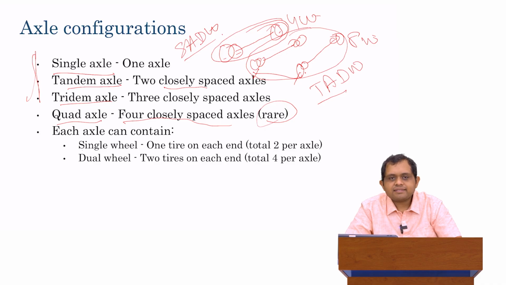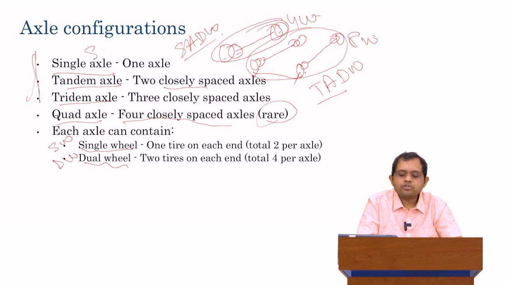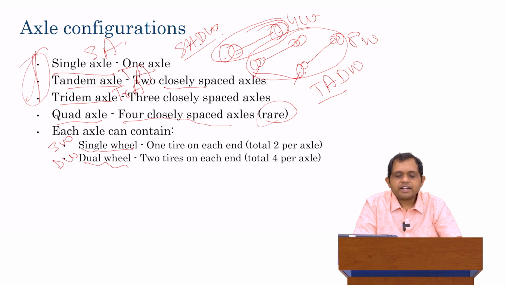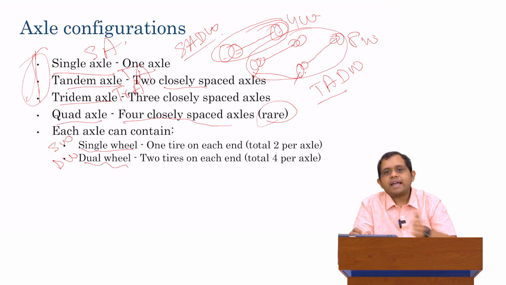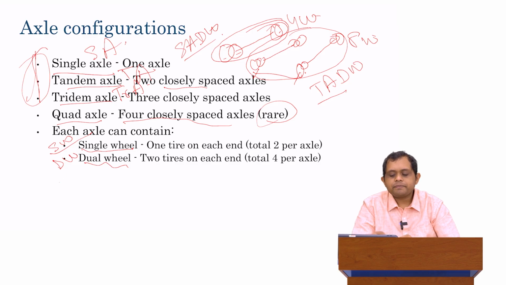As I mentioned, each axle can contain a single wheel or a dual wheel. Single wheel we might write as SW, dual wheel we might write as DW. By the way, single axle is usually written as SA. Tandem axle, as I wrote here, is shown as TA. Tridem we generally write as TRA. Each of these, single, tandem, also quad axles, can be dual wheel. On each side of the axle, on each side of the shaft, we can have 1 wheel, which is called a single wheel, or 2 wheels, which is called a dual wheel. So when we have a single wheel, we have 1 tire on each end, total 2 per axle.